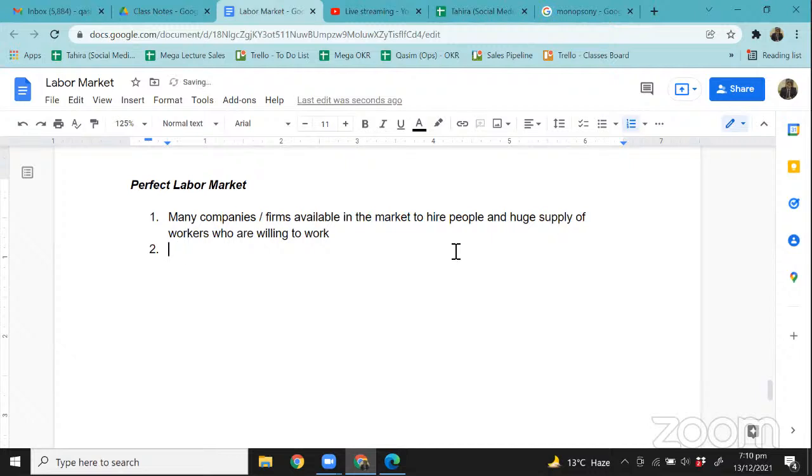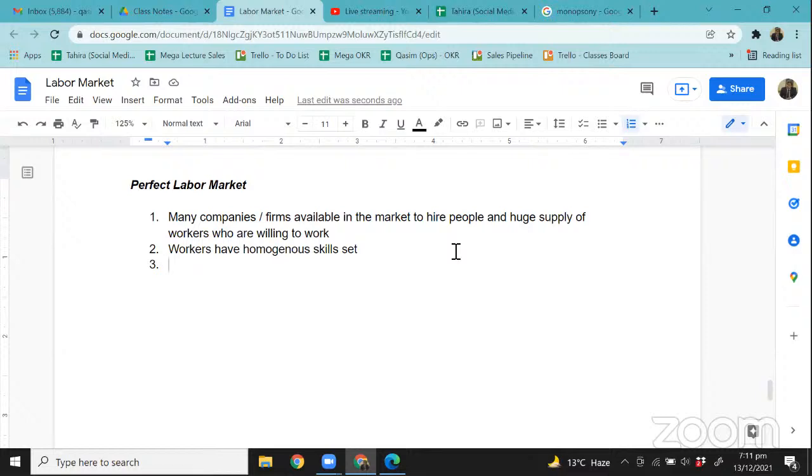Second is, workers have a homogeneous skill set. Now, this is something very important, so we need to understand this. What does homogeneous skill set mean? Homogeneous means similar, identical. You know that. So workers have more or less similar skill sets. It's not that some people are very qualified or too much skilled, whereas other people are not that skilled, and so on. So in a perfect labor market, we expect that workers will have more or less similar skill sets.